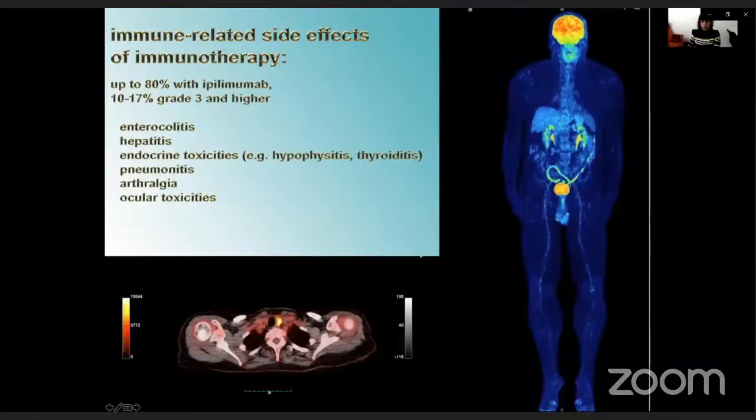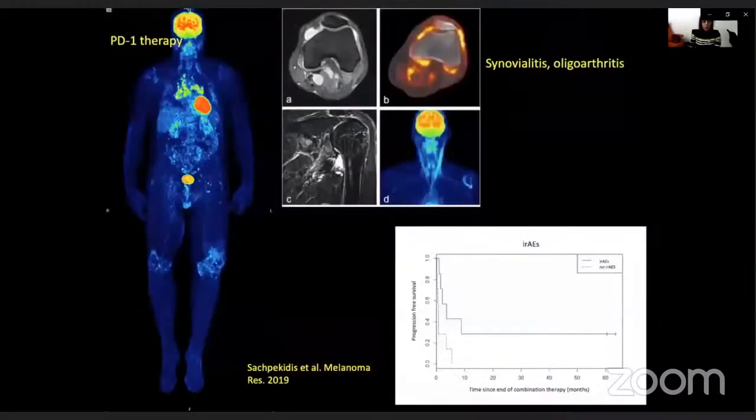For example, here you see a clear example of colitis, or here we have a patient with thyroiditis. This has an impact because if the oncologists know these side effects, then they treat them, and this is good for the patients. Another example is this patient here.